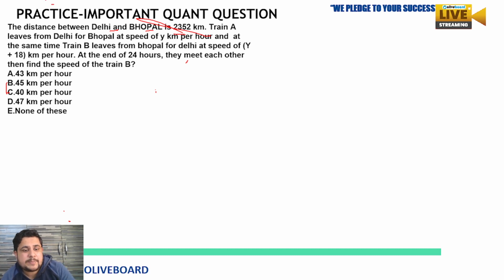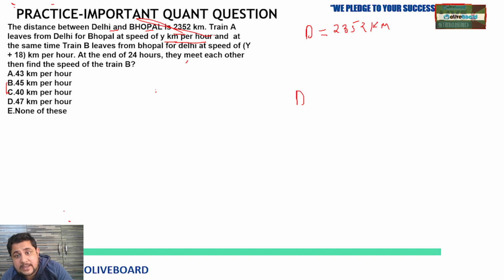The distance between, what is the next question? The distance between Delhi and Bhopal is 2352 kilometer. So the distance is given and that is 2352 kilometer. Train A leaves from Delhi for Bhopal at a speed of y kilometer per hour. Okay, Delhi to Bhopal we can mention like that, and the distance is 2352 kilometer. So you will understand this better.